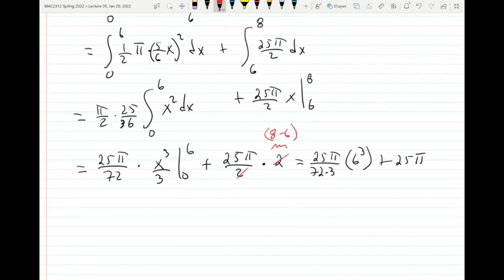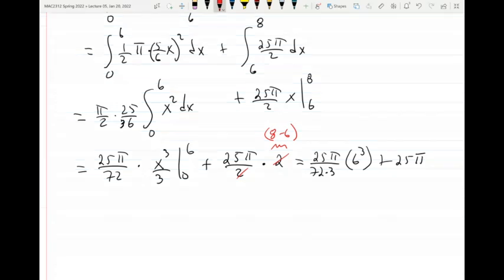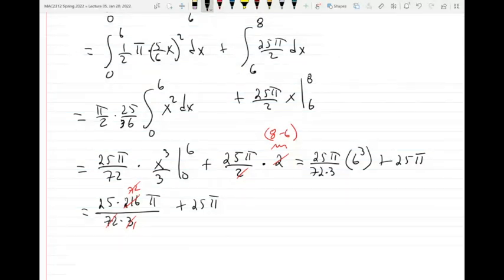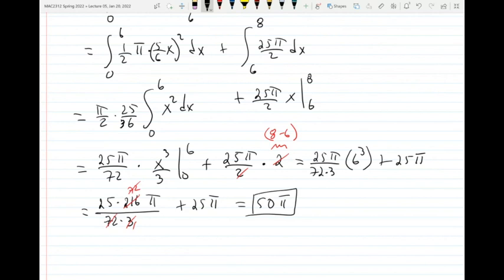All right. So let's see. What's 6 cubed? That's 216. I'm going to leave it as 25 times 216 pi over 72 times 3 plus 25 pi. So this 3 I can cancel with the 216, giving me a 72, and then the 72s cancel. Nice. So that's 50 pi. It looks to be 50 pi.